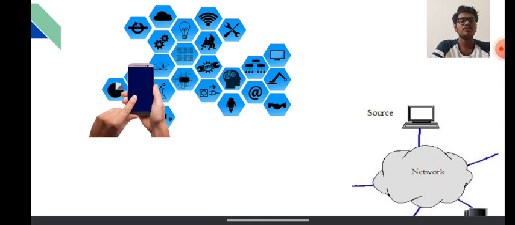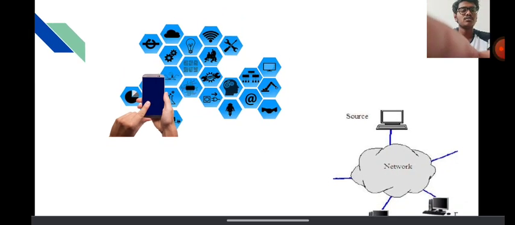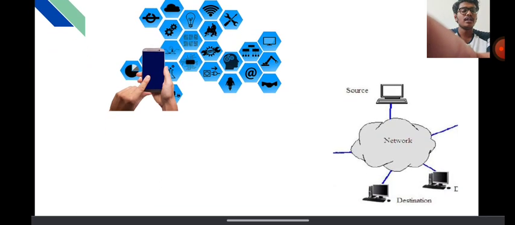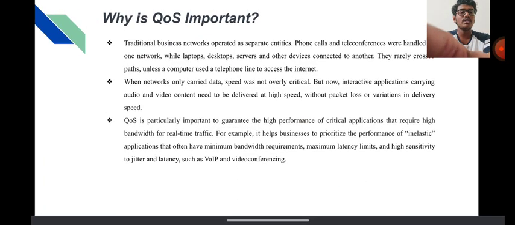So these are some images on quality of service. Here we are using a source in the network to reach the destinations. So why is QoS important?